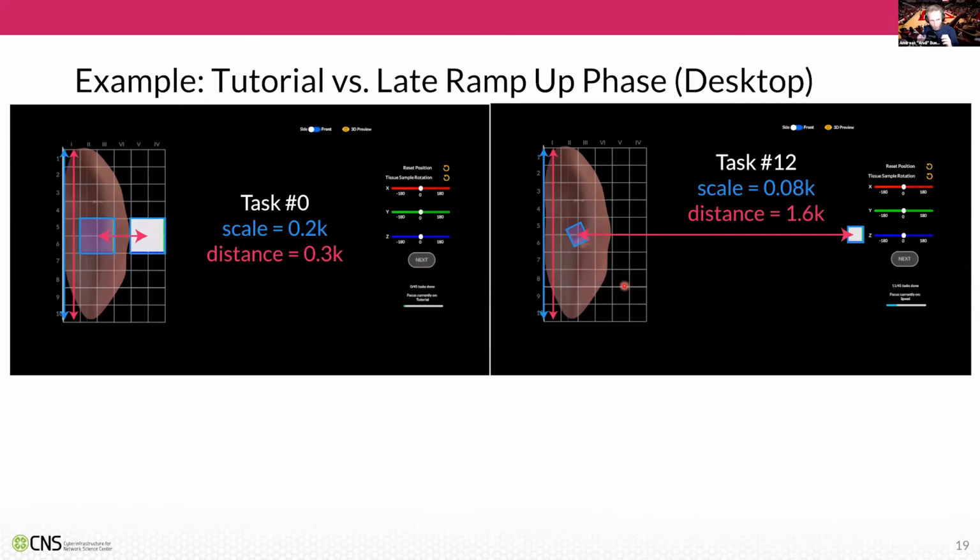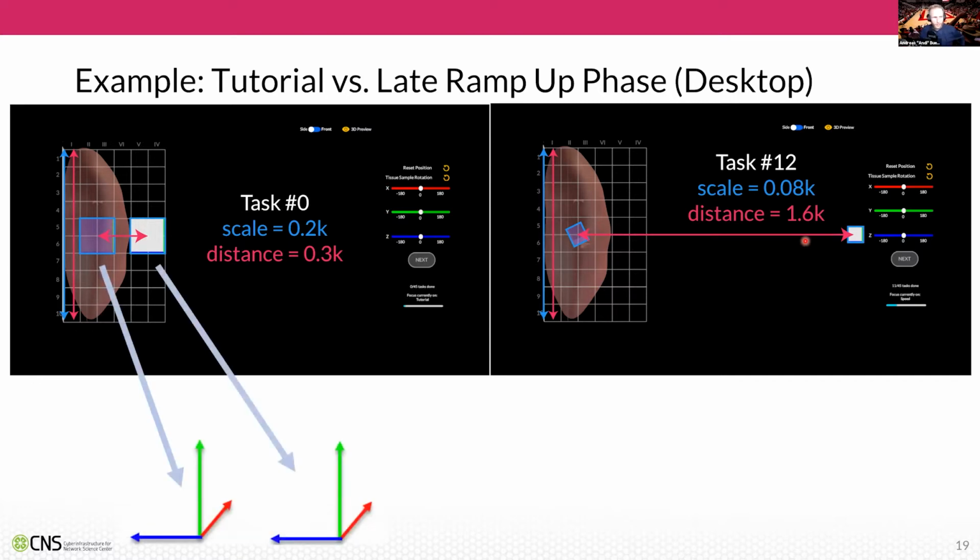So let's talk a little bit more about the increasing difficulty. On the left side, we see task 0. That's the tutorial. We can see the scale is 0.2K, so about 0.2 times the height of the kidney, and the distance is about 0.3K. Okay. And then here in task 12, that's a late ramp up phase task, where we see that the scale is significantly smaller and the distance is significantly larger as well.